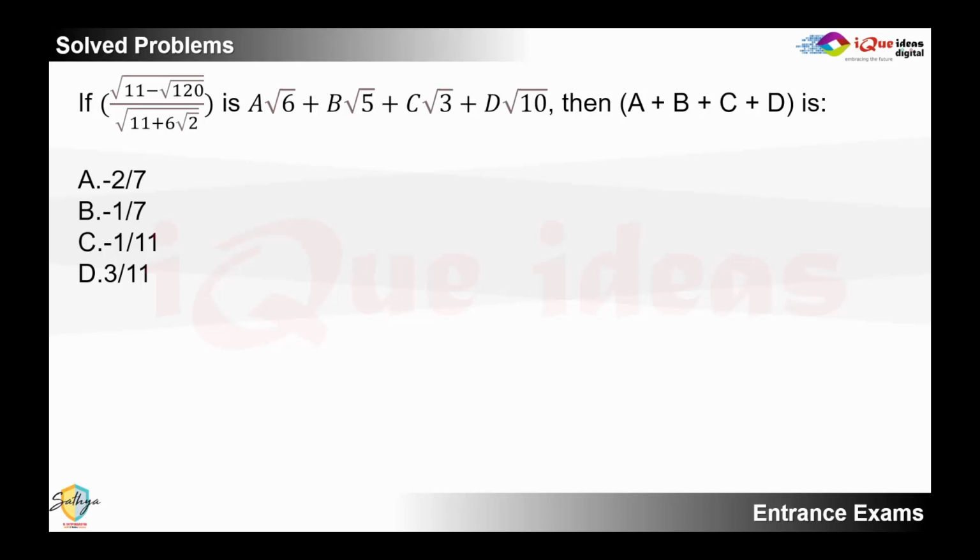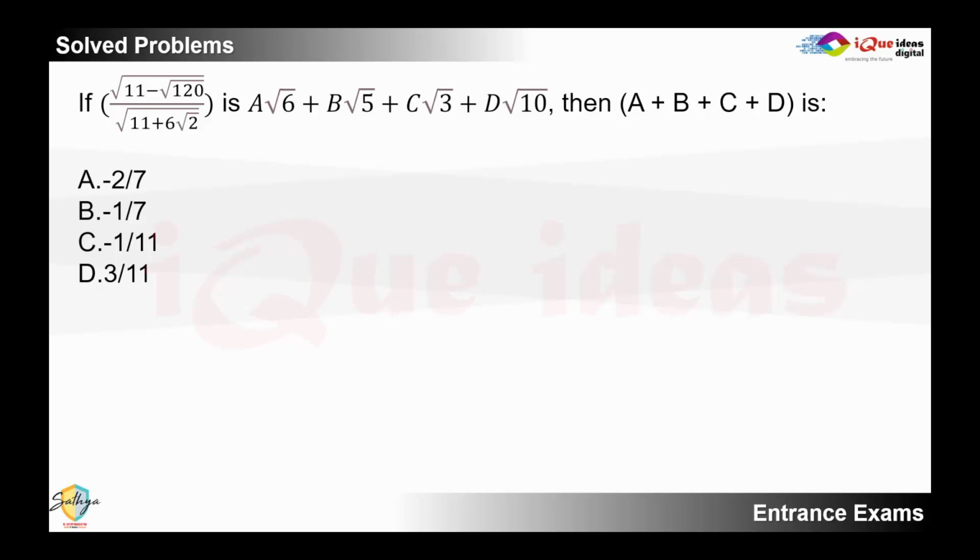It is given that (√11 − √120) divided by (√11 + 6√2) is equal to a√6 + b√5 + c√3 + d√10. I need to find the value of the sum of a, b, c and d.